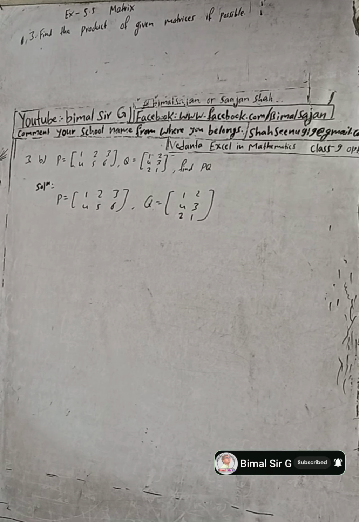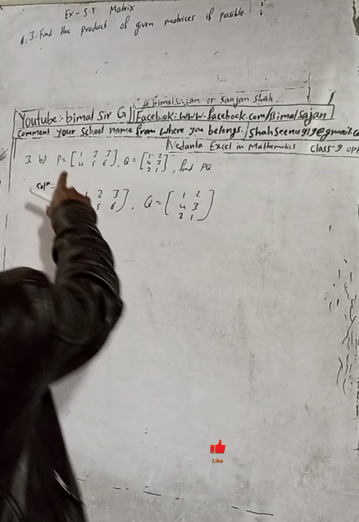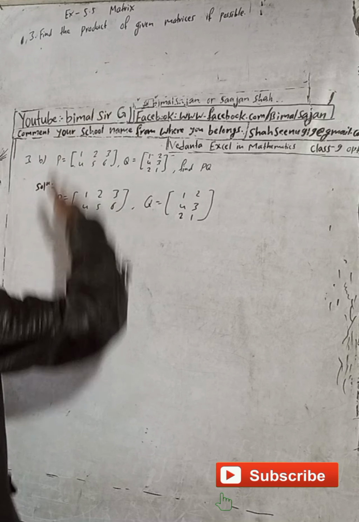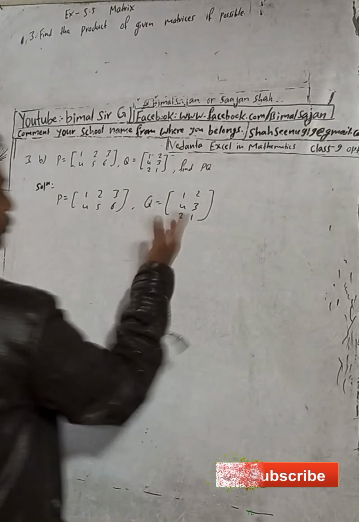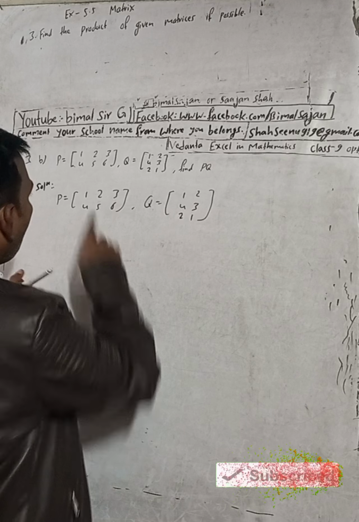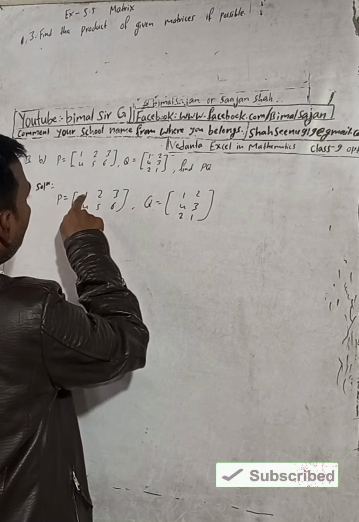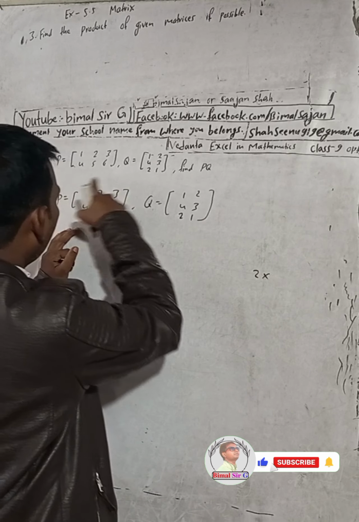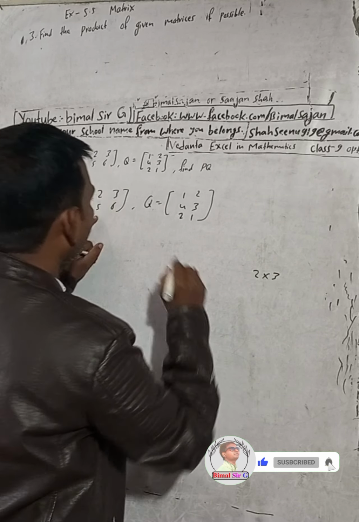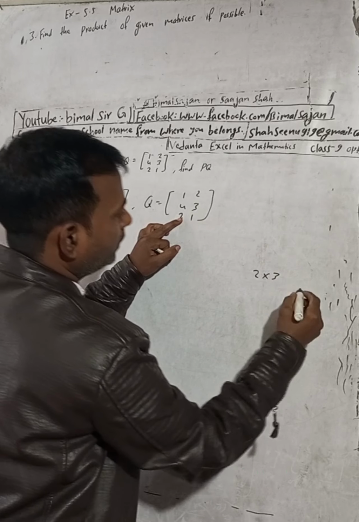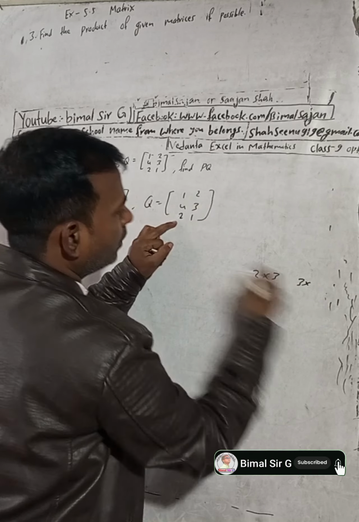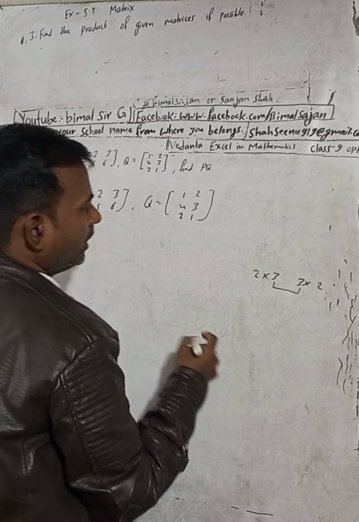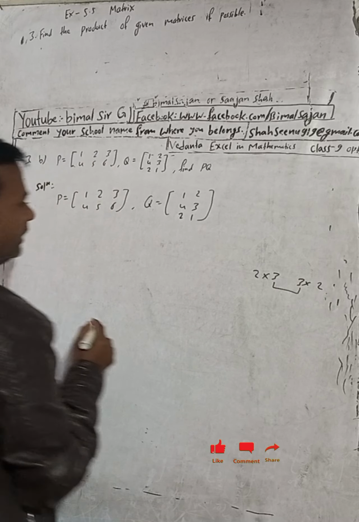Question 3b. Here is P matrix and Q matrix. We have to find PQ. We have to find the product if possible. So check if it is possible or not. In P, how many rows are there? 1, 2 rows, and 1, 2, 3 columns, for this P. And for Q, 1, 2, 3 rows and 1, 2 columns. So we can see both are the same, yes. So this is possible. And the result is a 2 into 2 matrix.